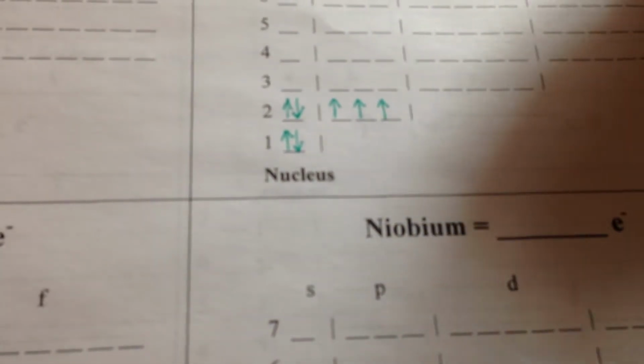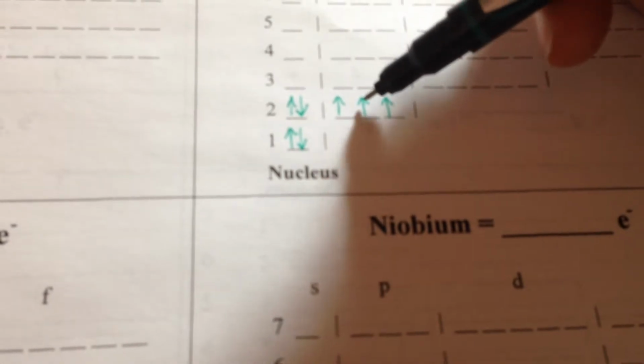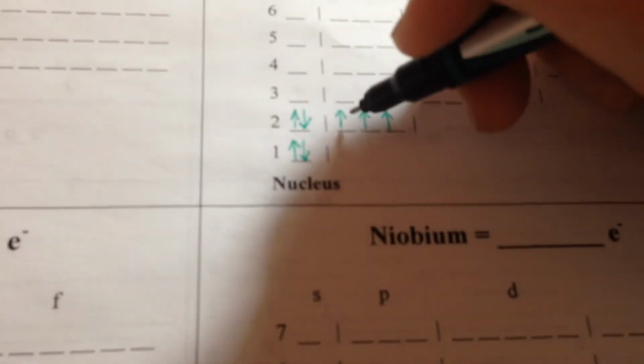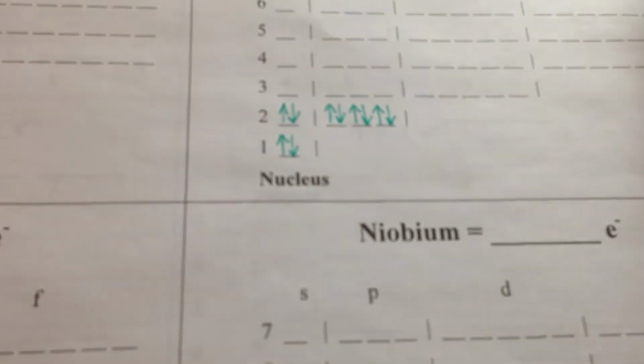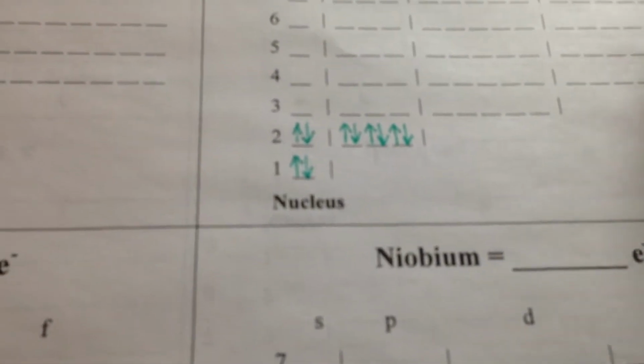So I know that I need 29 electrons, and I've only used 4 so far. That would be number 5, that would be number 6, this would be number 7. So this is going to be number 8, number 9, and number 10. I still have 19 electrons that I need to put into this diagram.